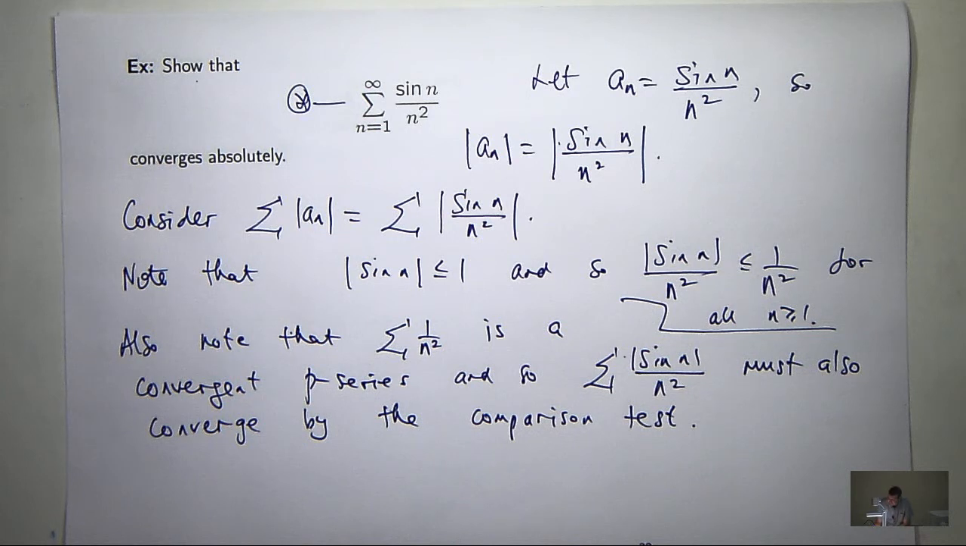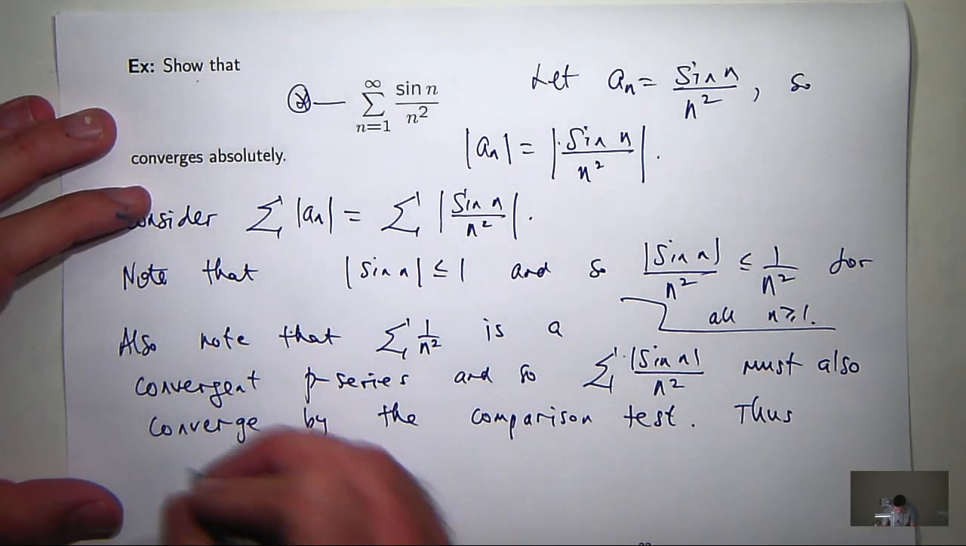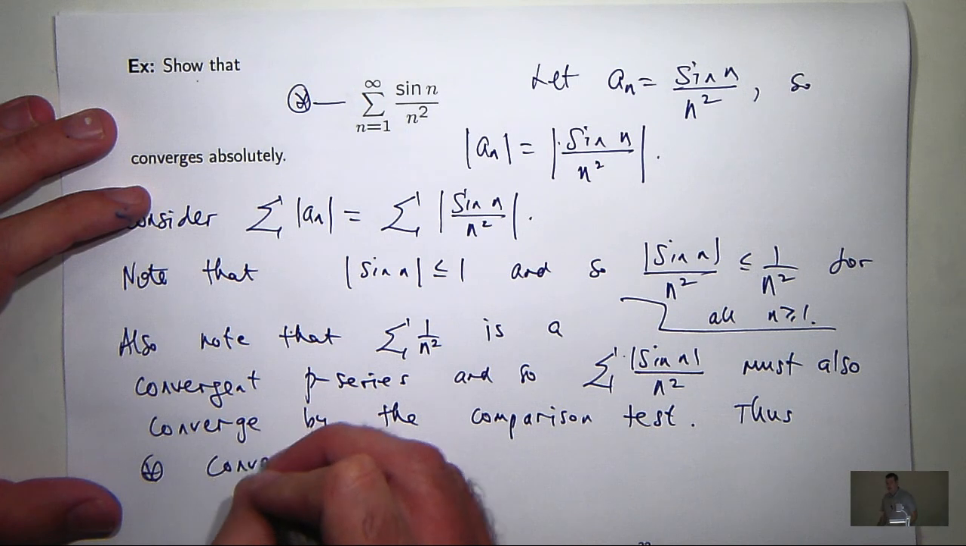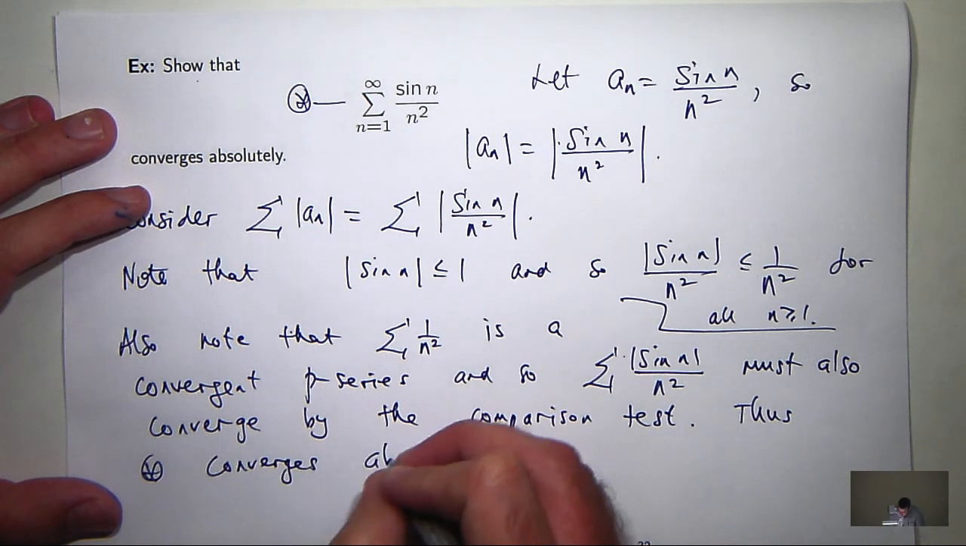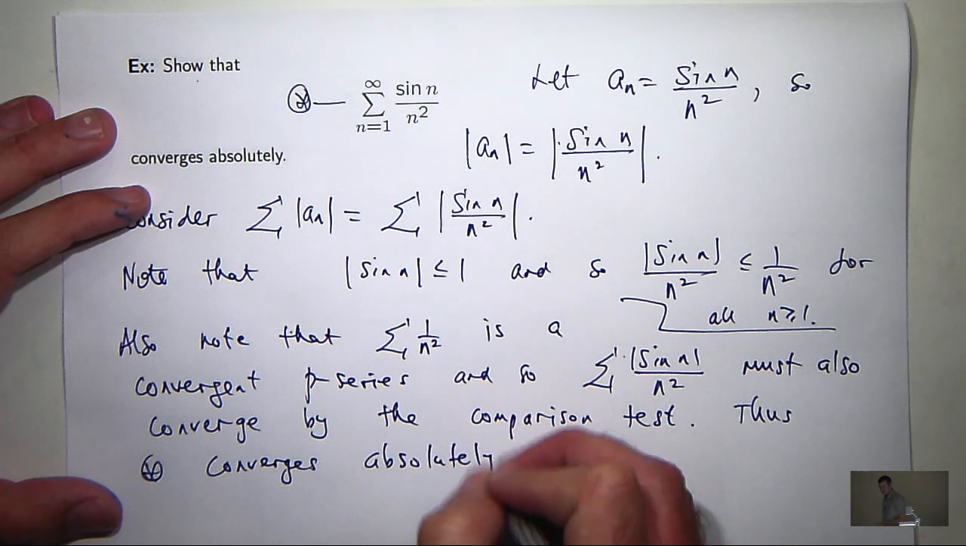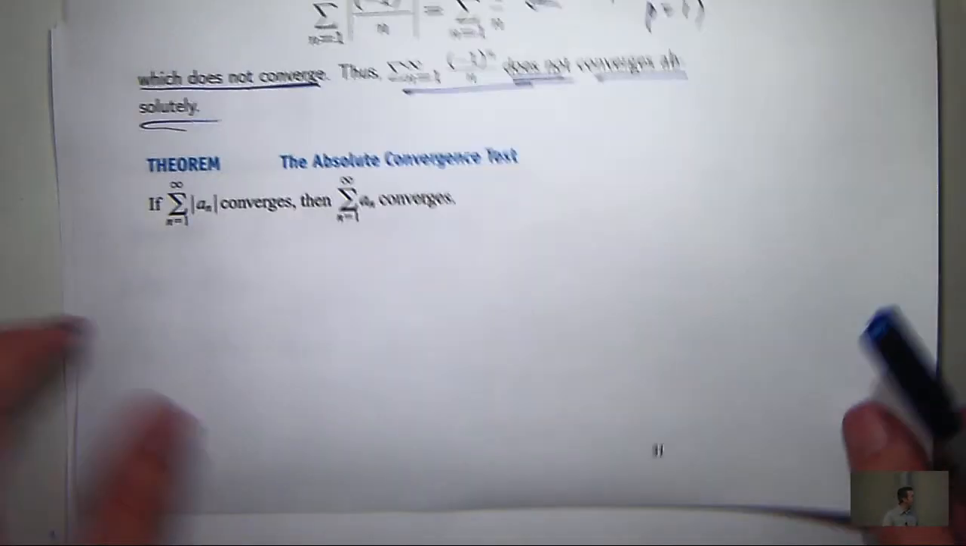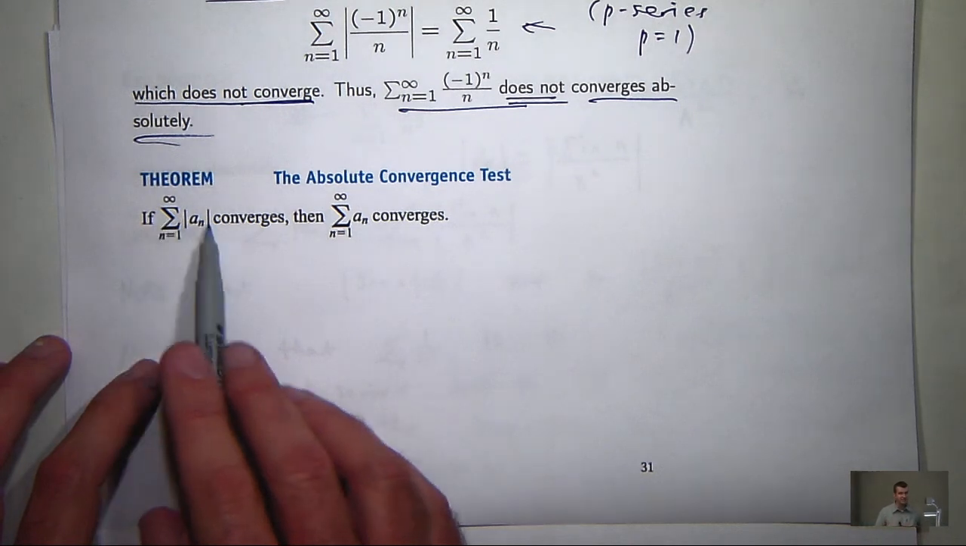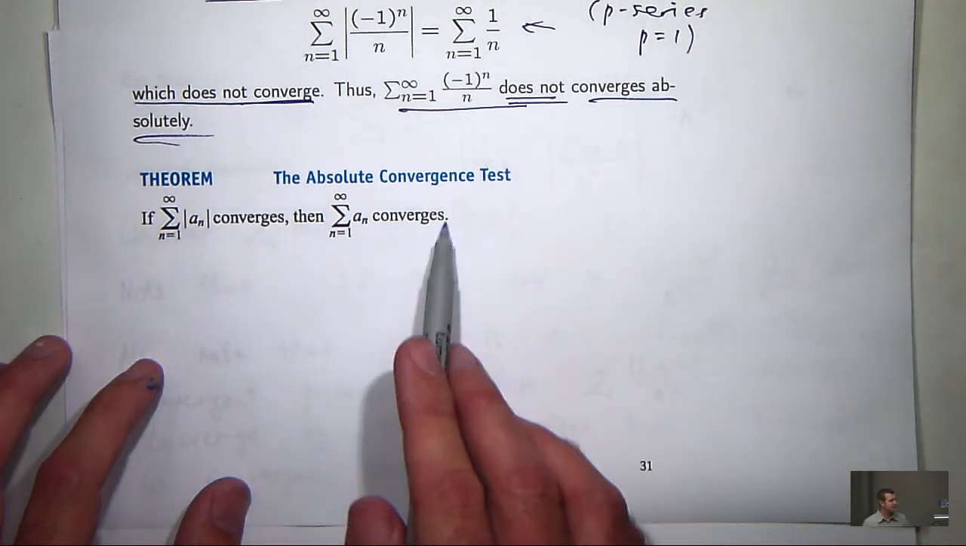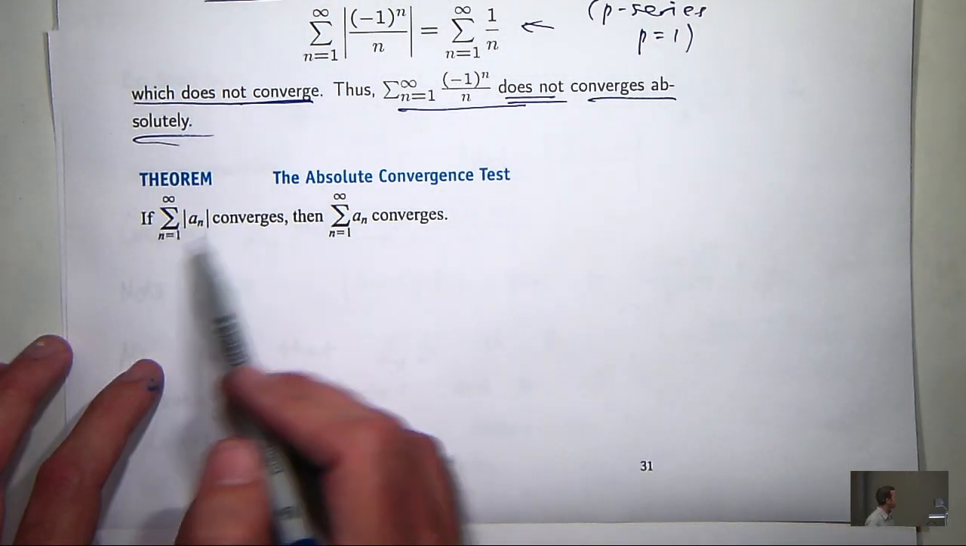What does that mean about our starred series? Well, we can say that the starred series converges absolutely. And what does that mean? Well, let's go back here. If this converges, then the original series converges. We've just shown that this converges for our particular a sub n.